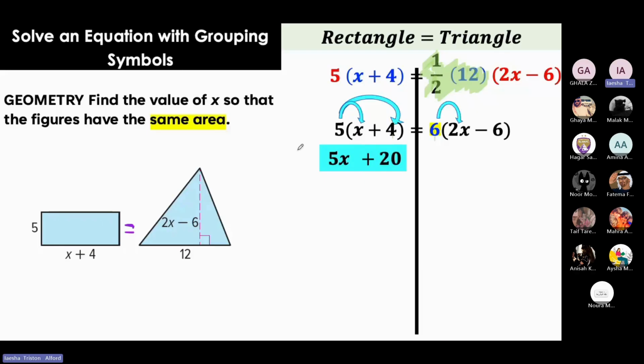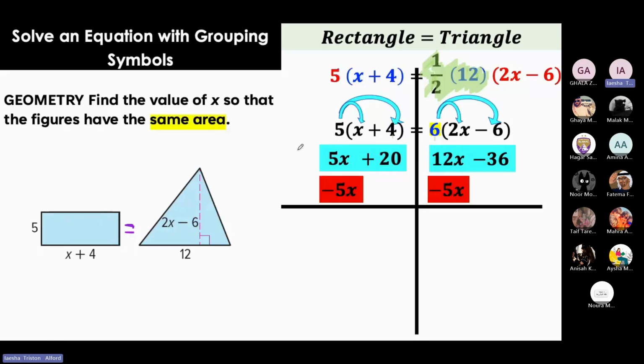Then the other side, positive 6 with positive 2x equals positive 12x. Then 6 times negative 6 equals negative 36. So positive 12x, subtract 36. Then we take the smallest variable, so negative 5x both sides. Make sure you put x in your paper. If you only put negative 5, we have to take a mark from you. So the number is positive 5x. So subtract 5x both sides.